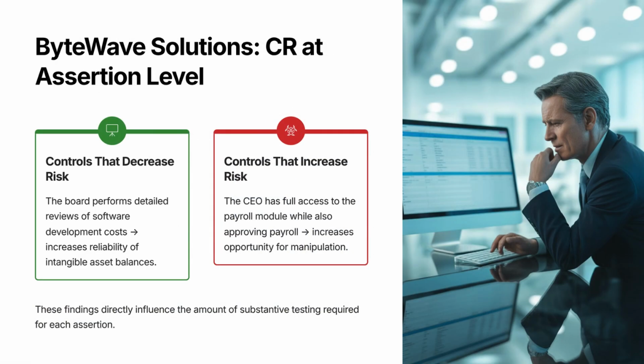Controls that decrease risk: the board performs detailed reviews of software development costs, which increases reliability of intangible asset balances. Controls that increase risk: the CEO has full access to the payroll module while also approving payroll, which increases the opportunity for manipulation. These findings directly influence the amount of substantive testing required.